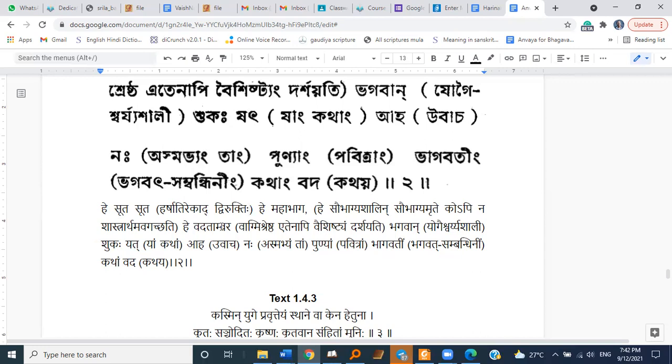Hey Vadatambara, you are Vagmi Shrishta. You are chief or best among those who speak well, who are good in speaking. So etena api vaishishtyam darshati, and by this also your vaishishtya, superiority or speciality is to be seen, to be understood. You are Bhagavan in the sense that you are Yoga Ishwarya Shali. You have yogic powers, Yoga Ishwarya Shali. So this could be explained a little more, but we'll drop. Yoga Ishwarya Shali.